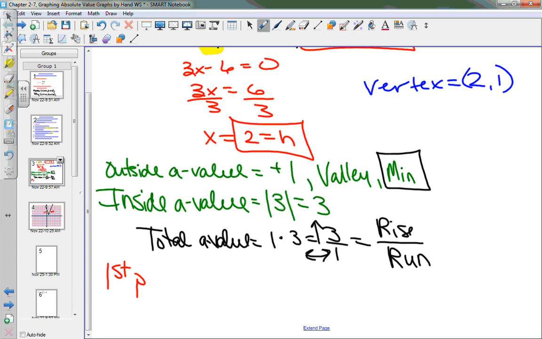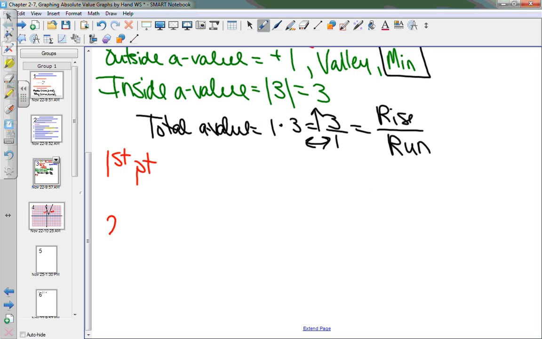My first point and my second point. Where did I start from on both of these? How did I get them? I started from which point? My initial point, which was my vertex. Well, my vertex is the point 2, 1. Notice how I'm leaving lots of space. 2, 1.